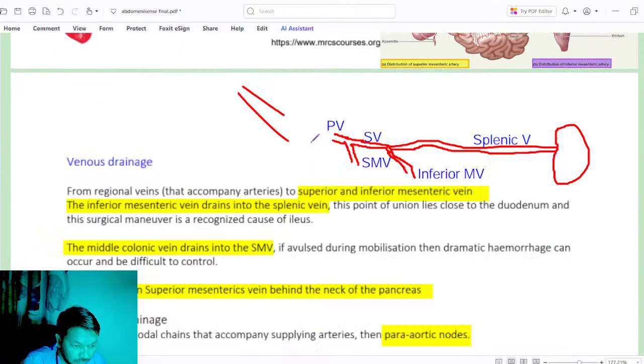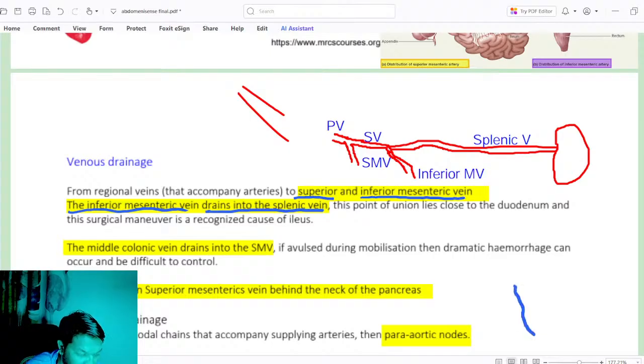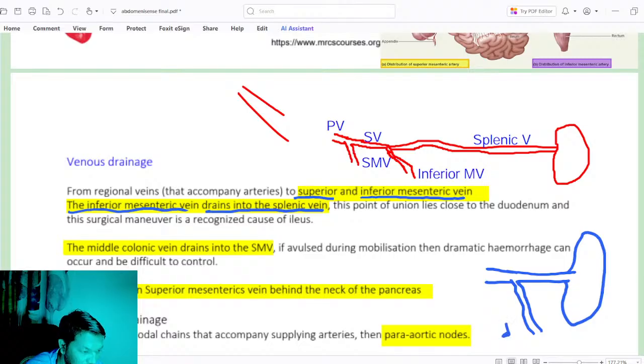Venous drainage, very important. Venous drainage is from regional veins that accompany the arteries to the superior and inferior mesenteric veins. The inferior mesenteric vein drains into the splenic vein. Please remember this very carefully. Again, the inferior mesenteric vein goes up and drains into the splenic vein. This is the spleen, this is the inferior mesenteric vein and this is the splenic vein.